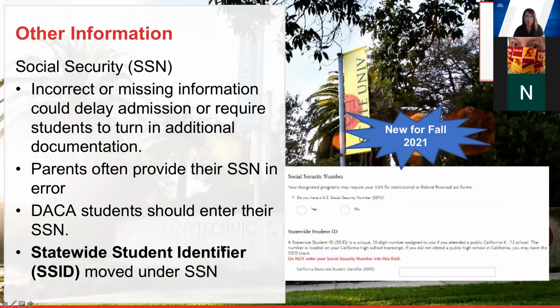As we move on to your Social Security under other information, it's important that you include your Social Security number and not your parents' Social Security number, right? Again, very important that you indicate this information there, so that it allows you to proceed to the next section. If you are a DACA student, you would also be entering your Social Security number. And here it's reminding you that the statewide student identifier has moved under the Social Security number.